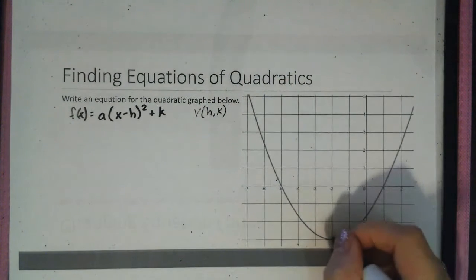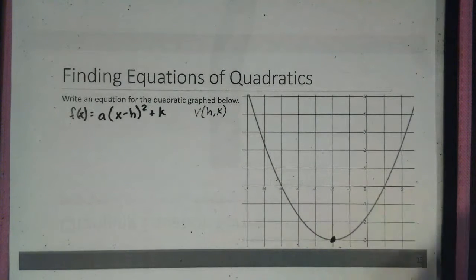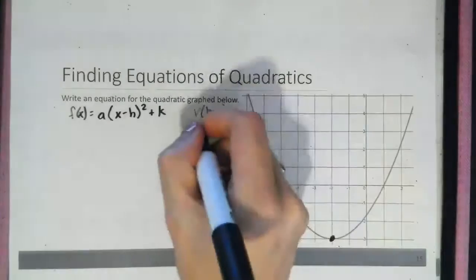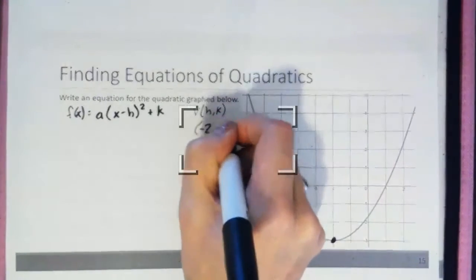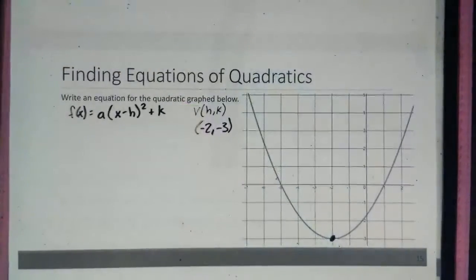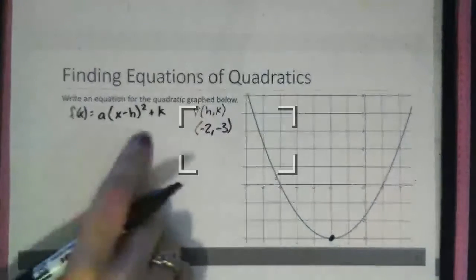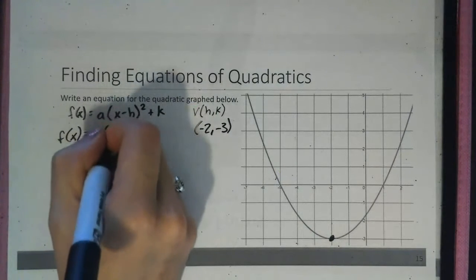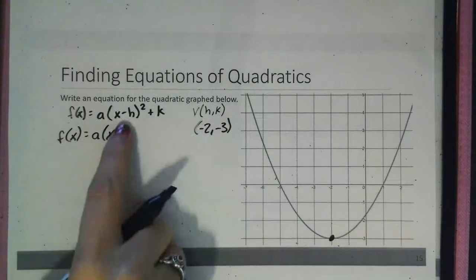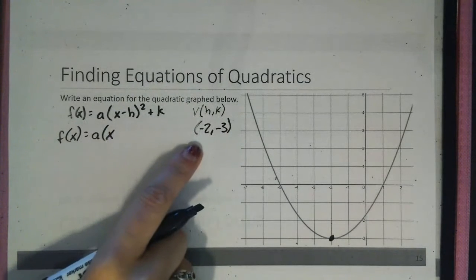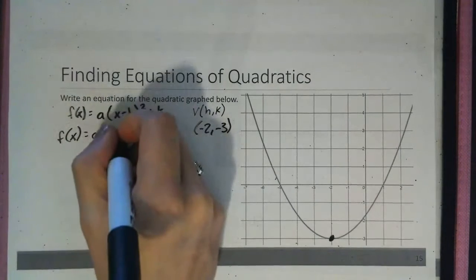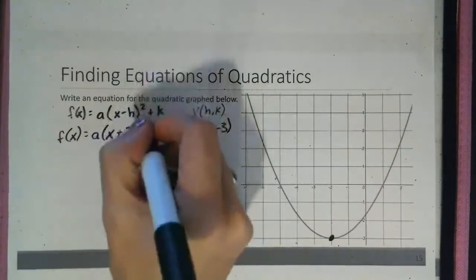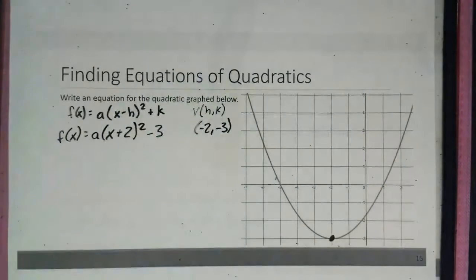The vertex is the turning point, which is right here. And that's at x equals negative 2, y equals negative 3. So negative 2, negative 3 is our vertex. I'm going to plug that in to my vertex form. So we'll have f of x is equal to a times x minus negative 2. Well, minus a negative 2 turns into plus 2. That squared plus k is really a minus 3.